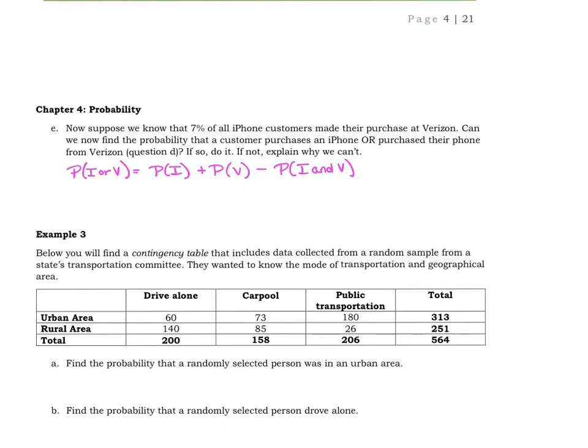Yes, there are. Okay, so if you look back at the first scenario on the previous page, 43% of people bought an iPhone, 29% bought from Verizon, and we're going to subtract out that 7% of people who bought their iPhone from Verizon. Okay, and that will lead us to a total of 65%, or again, we're using decimal form here. Probability is a number between 0 and 1, so 0.65 is the probability somebody bought an iPhone or bought their phone from Verizon.